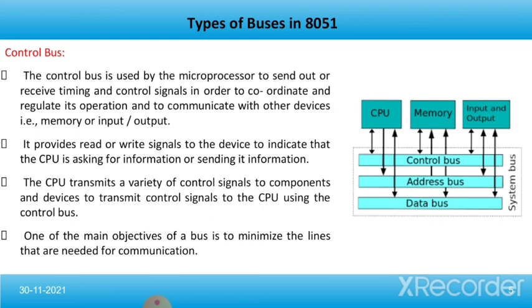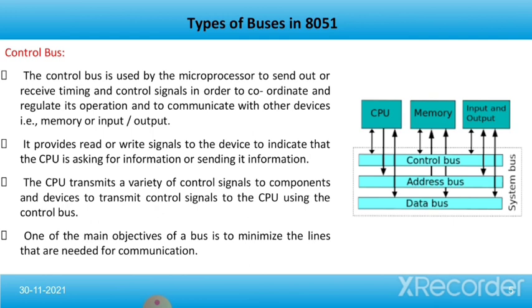Next is the control bus. The control bus is bidirectional. It is used by the microprocessor to send out or receive timing and control signals in order to coordinate and regulate its operation and to communicate with other devices, that is memory or input output.